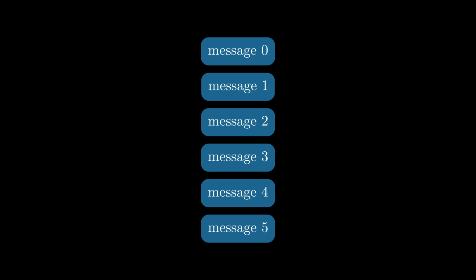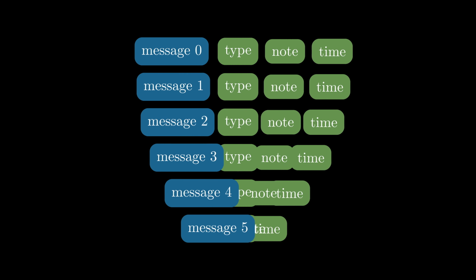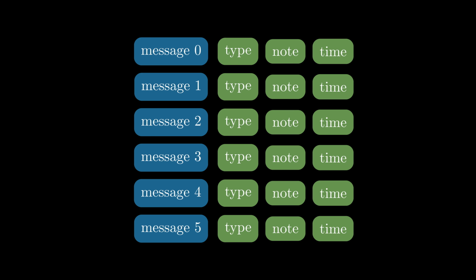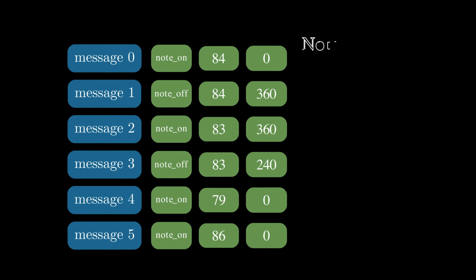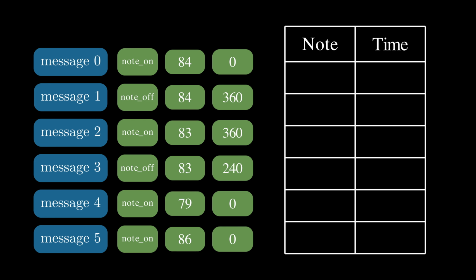The Python script first iterates through a list of all the messages in the song. Here are 6, for example. Now remember, each of these messages has an underlying type, note, and time, which looks something like this. The eventual goal for this Python script is to have a 2D list that will store note and time values for the song. So we'll create an empty list first and start filling it in.